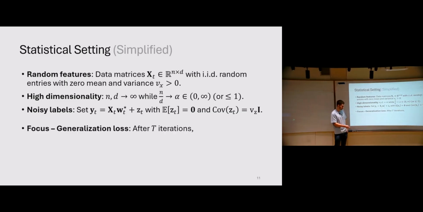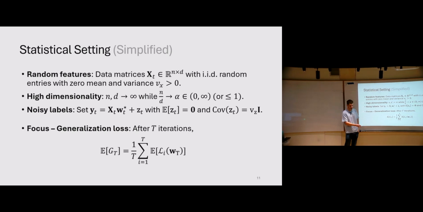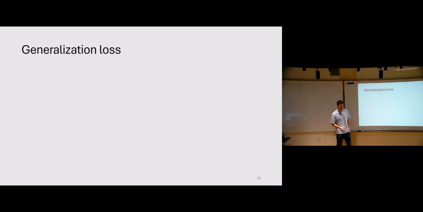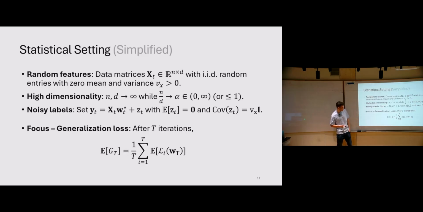We focus on generalization loss, which is defined as the average loss after observing the sequential tasks. The W star T? No, it's WT. Where? No, the W star T. What do we assume about them at this point? You assume it only exists. At this point, they can be arbitrary.